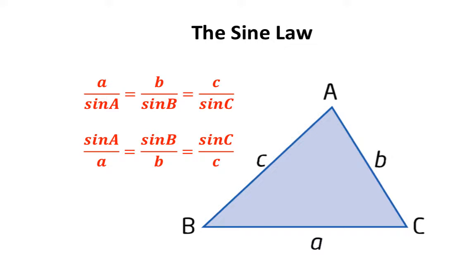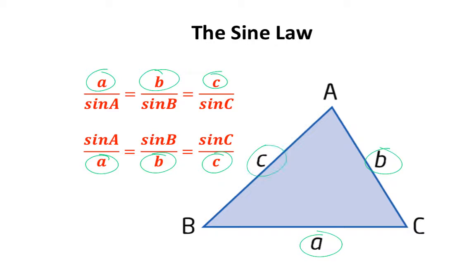Now, the sine law is used for non-right angle triangles, so acute triangles. If you have a right angle triangle, it would be better to use the Pythagorean theorem or SOHCAHTOA. The lowercase letters represent the side lengths. Meanwhile, the uppercase letters represent the angles.